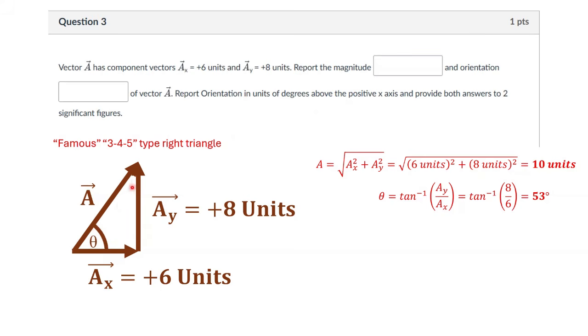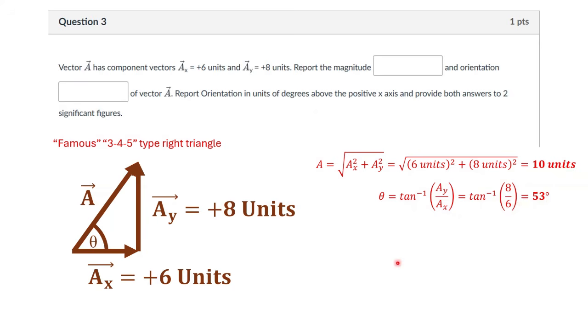Relative to where that theta is in our triangle, the y component is opposite. No part of this leg touches that angle, and the x component is adjacent. That angle touches the x component and touches the hypotenuse. So SOH CAH TOA. TOA tells me opposite over adjacent. Those are the things I have. So therefore, theta is equal to the inverse tangent of the opposite leg, ay, over the adjacent leg, ax, which would then be inverse tangent of 8 over 6, which a calculator should tell you is 53 degrees to two significant figures.